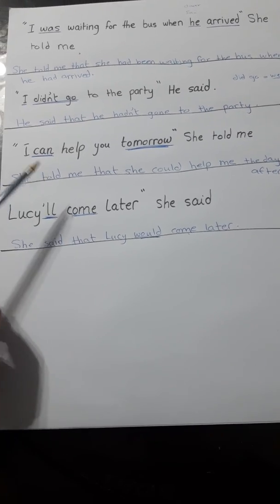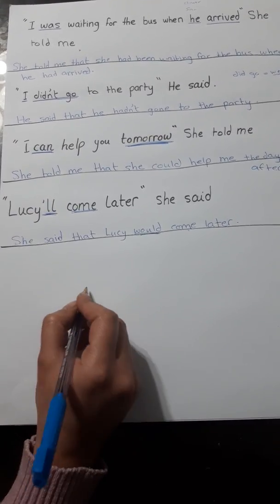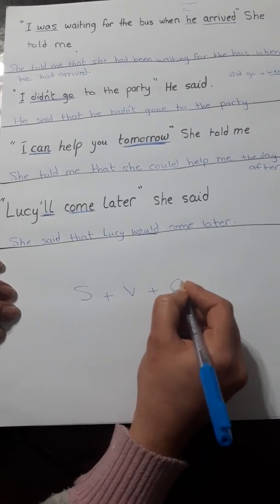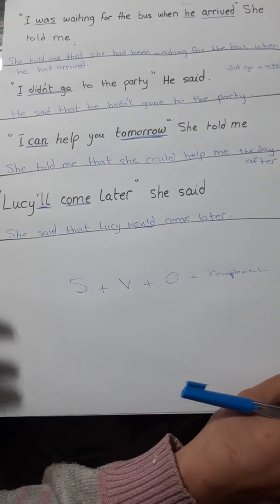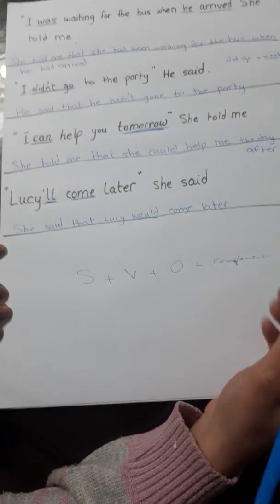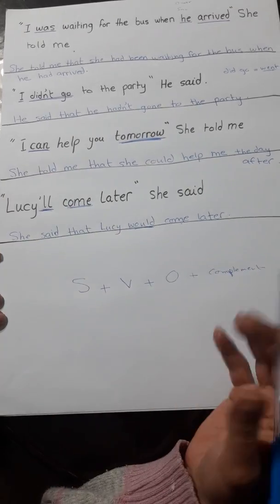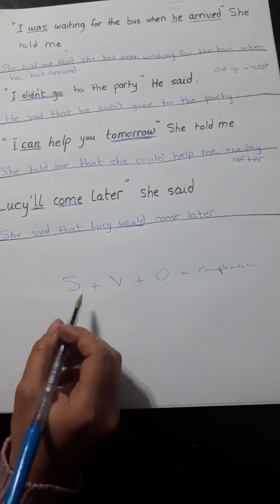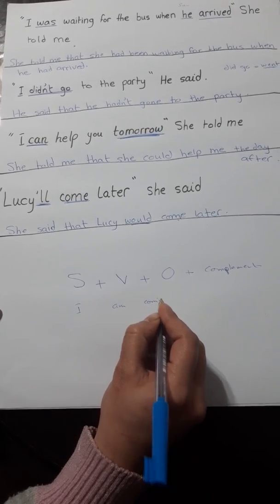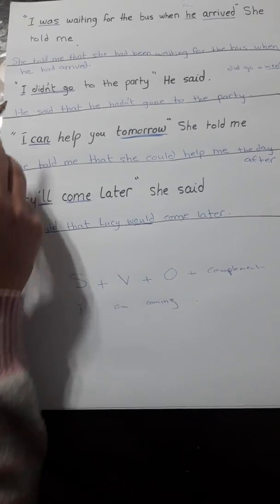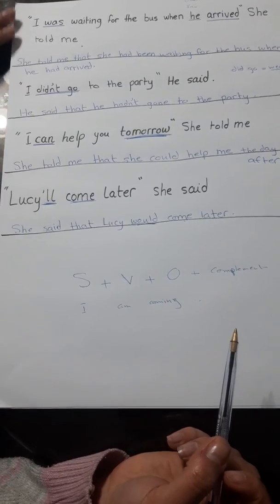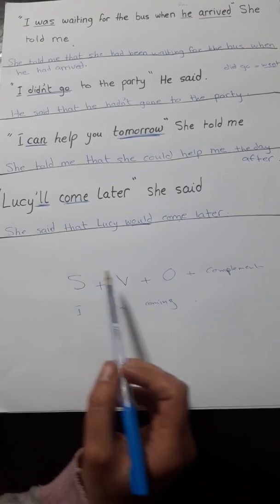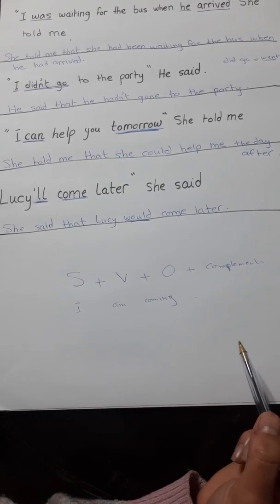I want you to notice that all these sentences were like subject, verb, and object, and maybe complement. It is the normal form of sentences, like I am coming, I didn't go to the party, I can help you, Lucy will come later. This is the normal type of sentence, which has subject, verb, object, and complement if we have one.